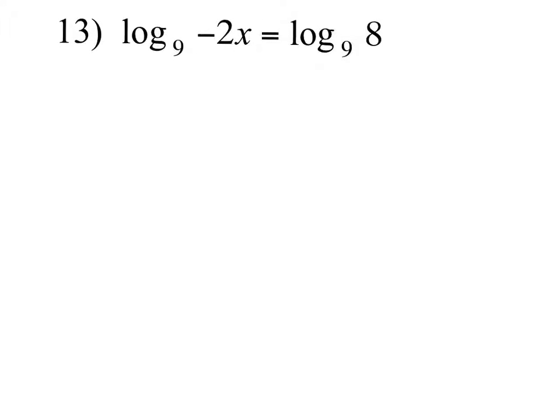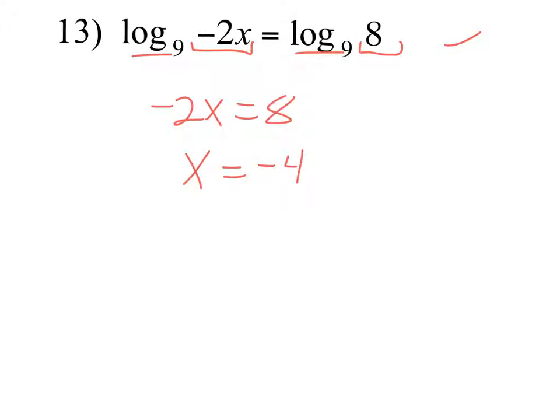For number 13, I've got a log on both sides. That means that if the base in this is the same, okay, I've got nothing else in the problem, check, the insides have to be equal. So negative 2x is equal to 8. That means that x is equal to negative 4. And if I plug that back in, negative 2 times negative 4 is positive 8. I get log base 9 of 8 equals log base 9 of 8. Check for the win.